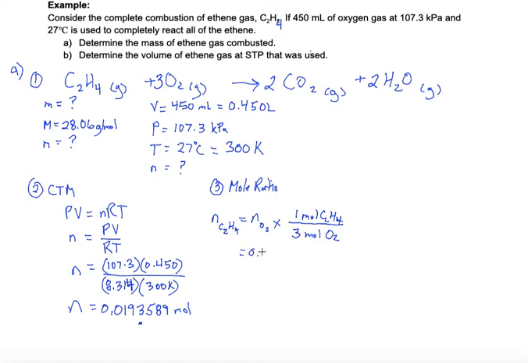I take my 0.0193589 and I'm going to multiply it by 1/3. And when I do that math, just bear with me while I punch it into my calculator, we will get 0.0064529.